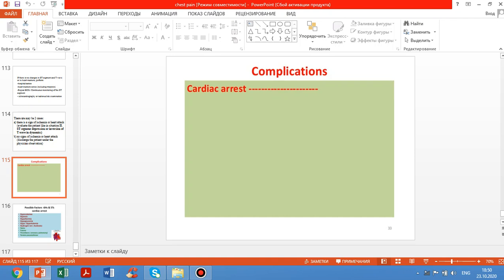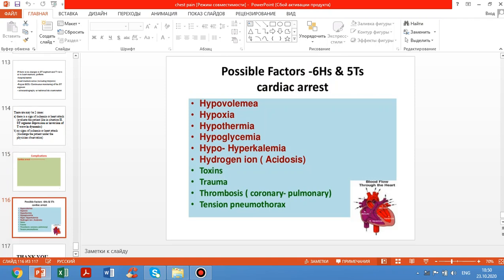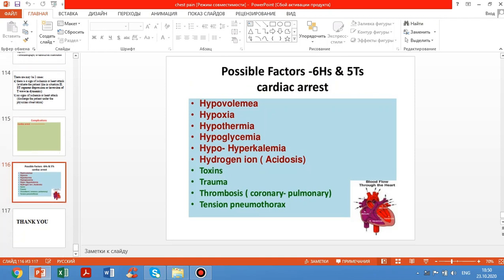Complication is cardiac arrest in chest pain. These are possible factors: the 6 Hs and 5 Ts of cardiac arrest. Hypovolemia, hypoxia, hypothermia, hypoglycemia, or hyperkalemia, hydrogen ion acidosis. Toxins, trauma, thrombosis. This can be coronary thrombosis, pulmonary thrombosis, and tension pneumothorax.